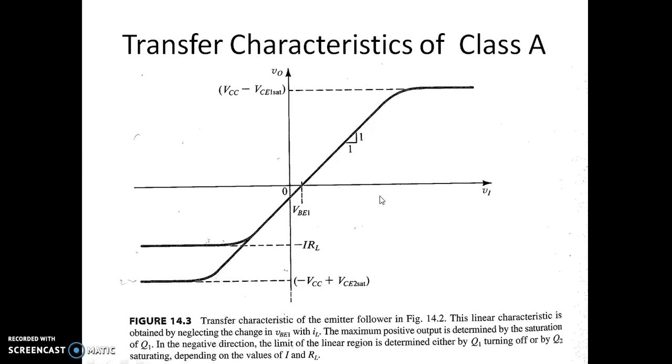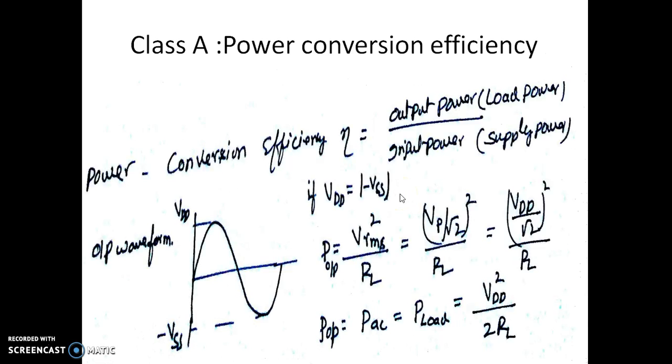Now, as mentioned in the introduction, we are supposed to find out the efficiency of this class A power amplifier. So we should see how we find the power conversion efficiency. Power conversion efficiency is given by the expression eta, the output power to the input power. So what is the output power? Output power is the power that is delivered to the load, in this case a resistor RL. And the input power is the power drawn from the power supply.